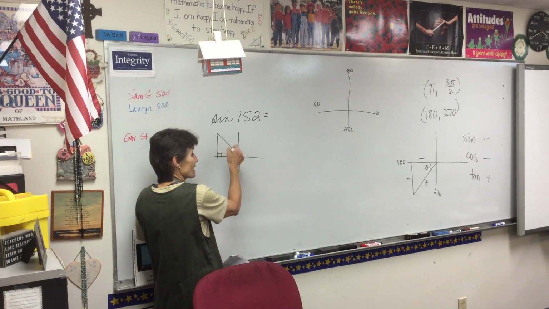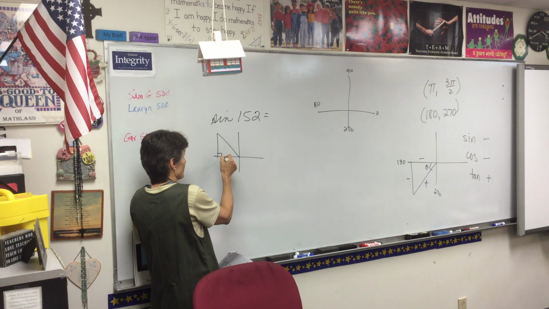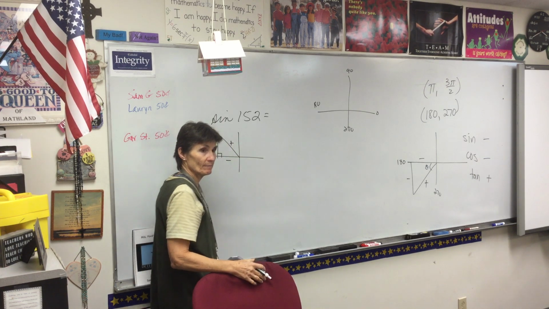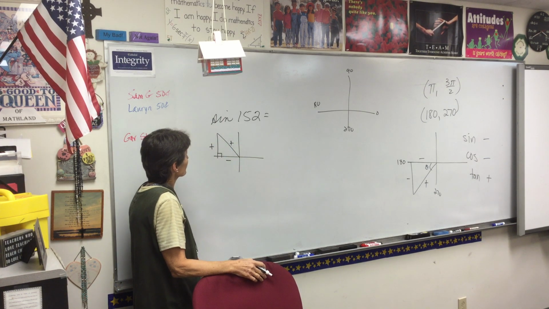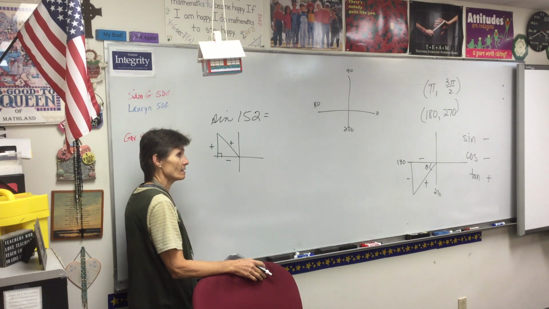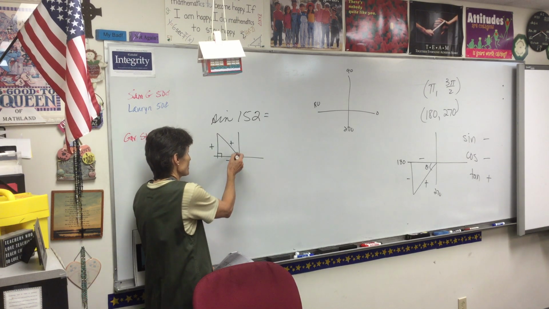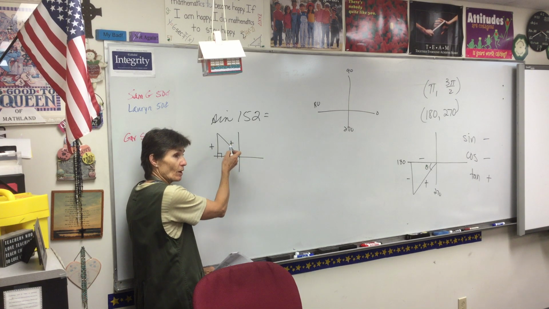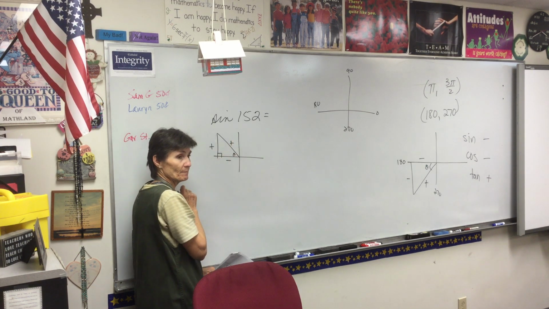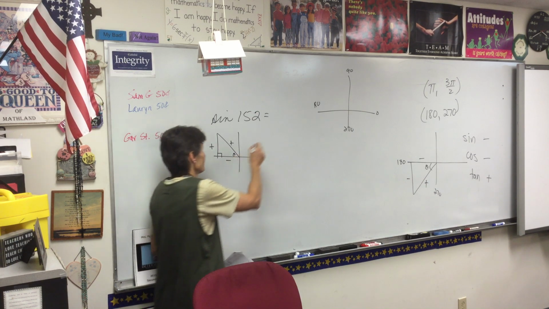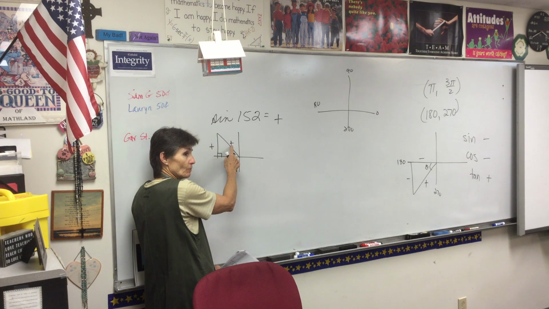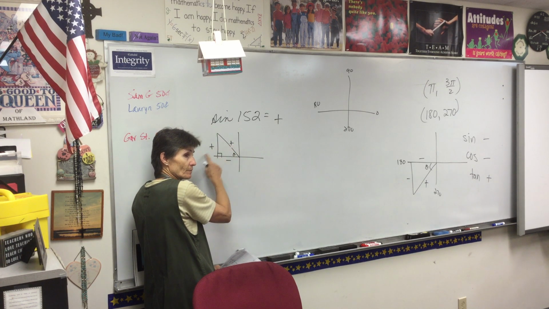What do we know about these sides? We know this is negative, this is positive, and this is positive, right? We are talking only about sine. So here's your angle. So sine is opposite over hypotenuse. So what about that? Is it positive or negative? Positive. Kids, it's a positive over a positive. Opposite over hypotenuse. It's positive.